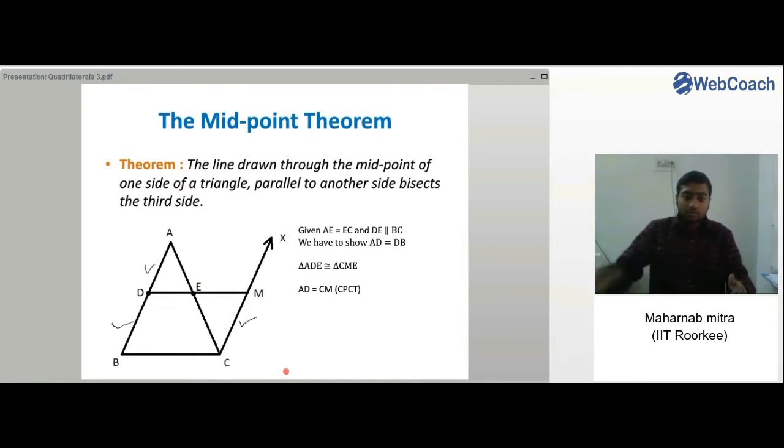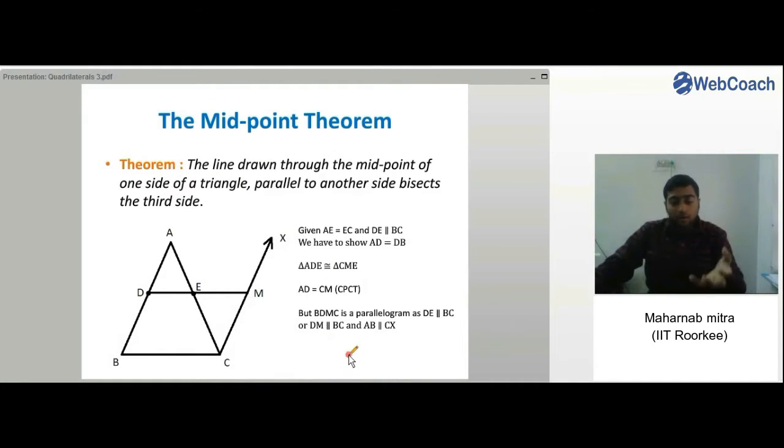And we are writing the same thing. BDMC is a parallelogram as DE is parallel to BC and DM is parallel to BC, right? DM is also parallel to BC because DE is parallel to BC, and AB is parallel to CX, and we are considering the opposite sides, AB parallel to CX and DM parallel to BC, right? We are considering the parallel nature of the opposite sides, and we are saying BDMC is a parallelogram.